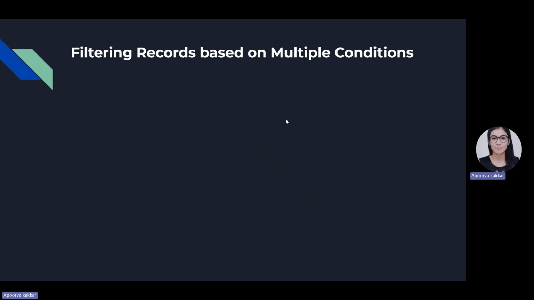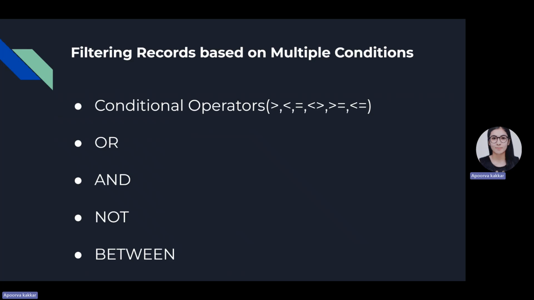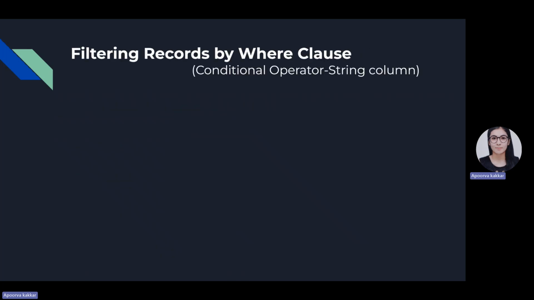Now moving forward, for filtering the records based on multiple conditions, we can make use of conditional statements: OR, AND, NOT, BETWEEN and so on. So let's start with the conditional operators. How can we filter records by using the WHERE clause on the basis of a conditional operator?